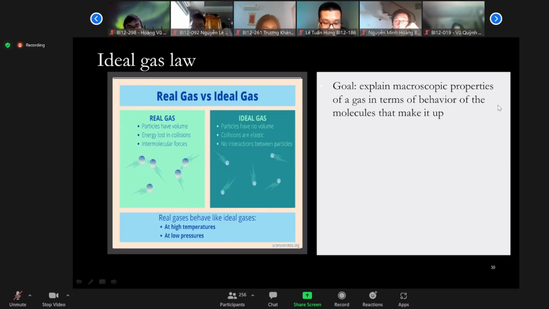One of the very important parts of the kinetic theory of gases is the ideal gas law. This one you already learned during 10th grade. Bạn học ở lớp 10 rồi đó. The goal is to explain the macroscopic properties of a gas in terms of the behavior of the molecules that make it up. So we try to relate the macroscopic properties and the microscopic properties.